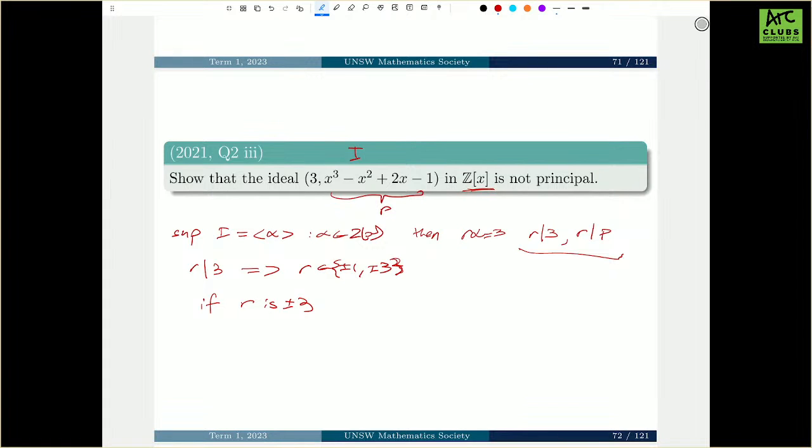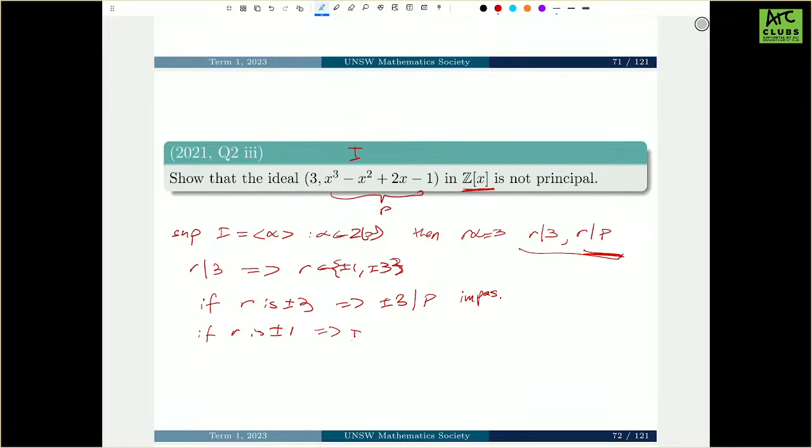Okay, if r is plus or minus 3, that implies plus or minus 3 divides the polynomial P. Again, we have this assumption. But that obviously can't be the case. If you try to divide by 3, you're going to get fractions as coefficients, but we're in Z[x], so we only have integer coefficients. So that's impossible. Okay, alternatively, if r is plus or minus 1, well then our ideal I contains a unit.